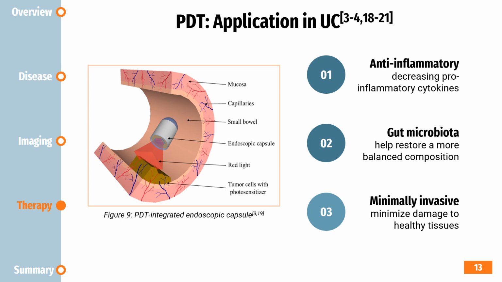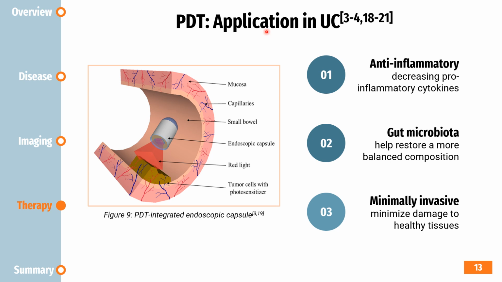Photodynamic therapy, or PDT, is emerging as a promising treatment for ulcerative colitis by leveraging light-activated photosensitizers to target inflammation and disease progression. Research suggests that PDT can influence multiple aspects of UC, offering potential advantages over traditional therapies. Here are three key ways in which PDT may be beneficial.